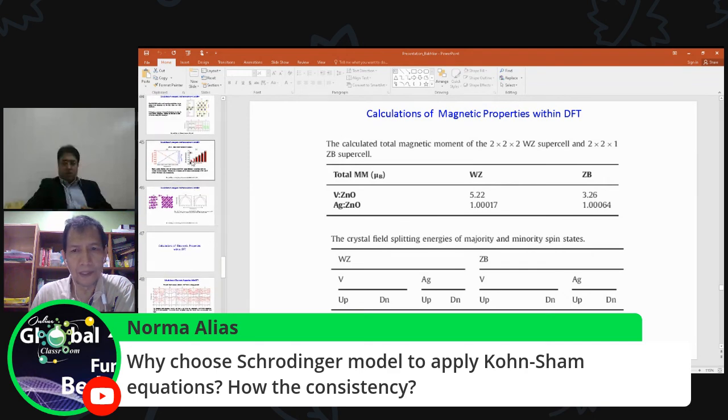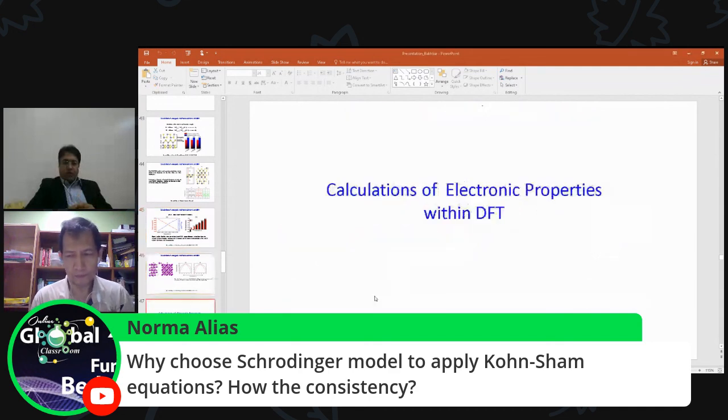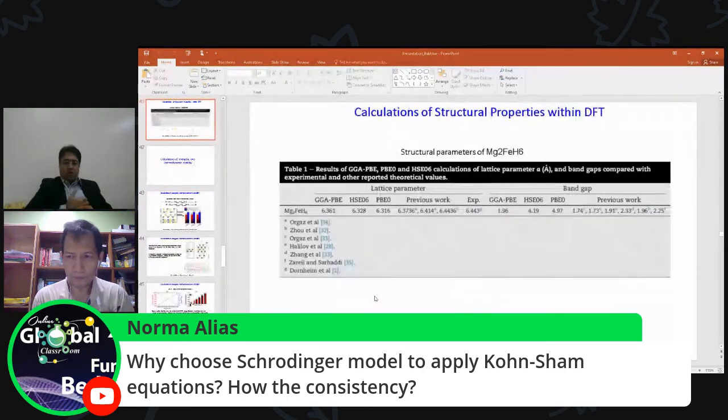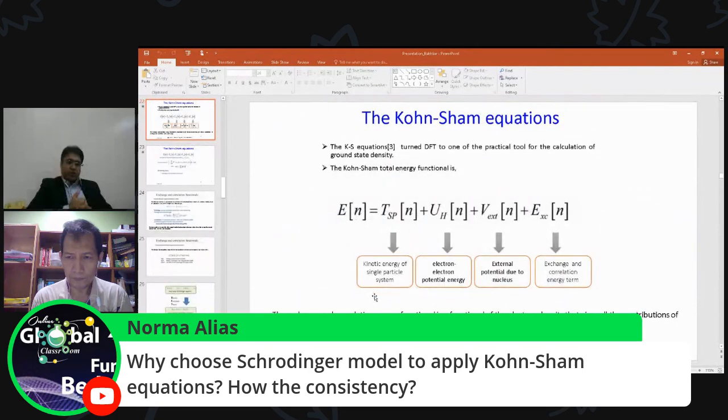Okay. Any other question? The questioner is also asking about the consistency. Again, I'm not very sure about the meaning. If I understand correctly, it is about the accuracy. I believe that the results are accurate. Our experience shows that normally we get really near or similar results to the experiment using density functional theory.